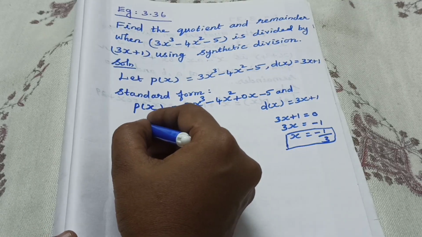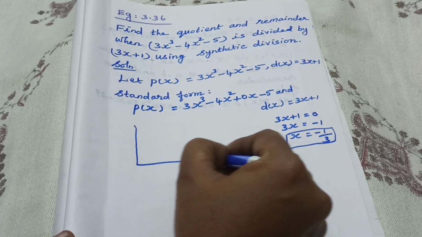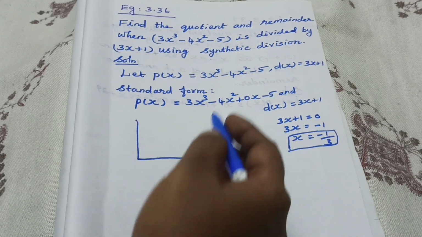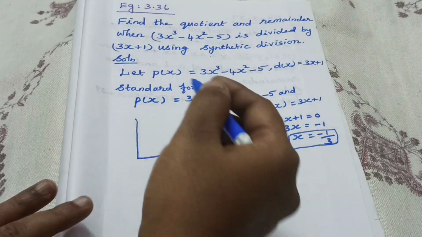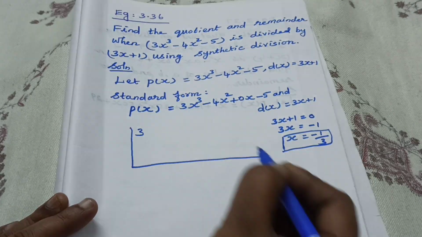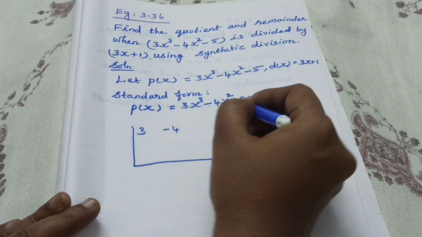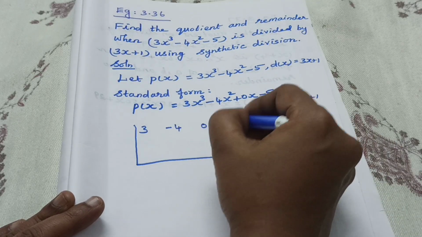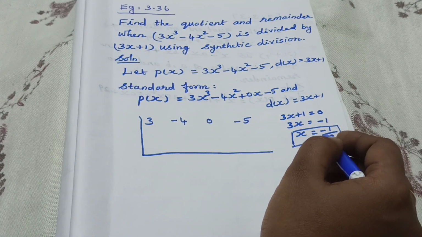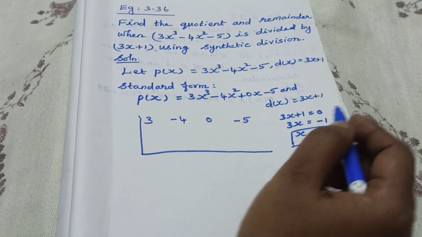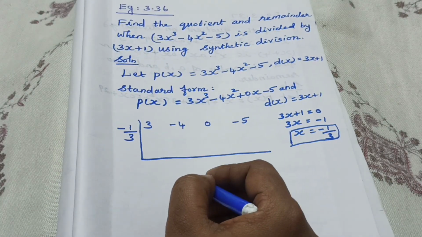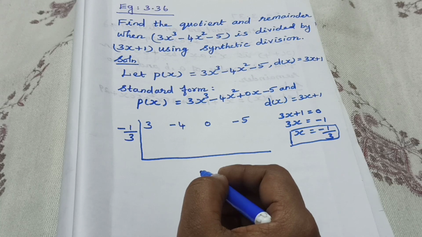Okay, shall we start? In the synthetic division method, suppose the method is not specified, then the division method also you can follow. Then for p of x, what are the coefficients? All coefficients you should write: 3 and minus 4, then 0 and minus 5. Am I correct? Then x equal to what? The zero of the divisor is minus 1 by 3. That minus 1 by 3 we have to write here. Any doubt?